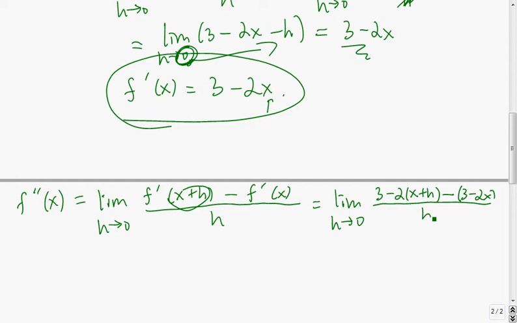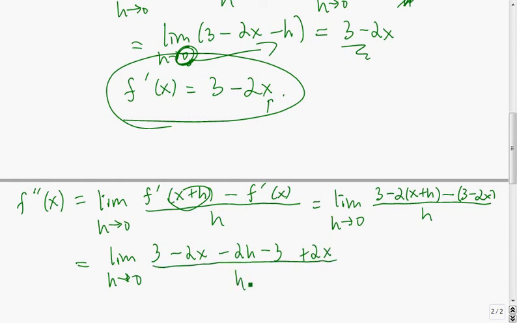Okay, here we can distribute that negative 2, clear those parentheses, and we get the limit as h goes to 0 of 3 minus 2x minus 2h minus 3 plus 2x, all divided by h.